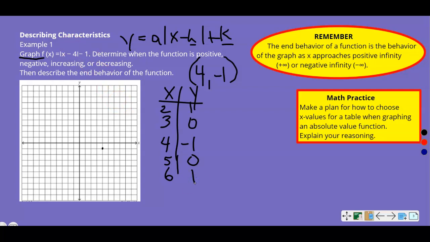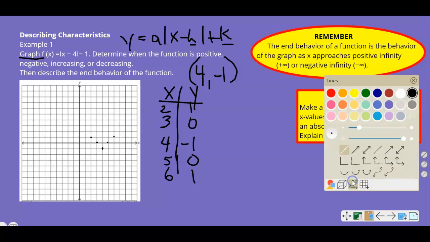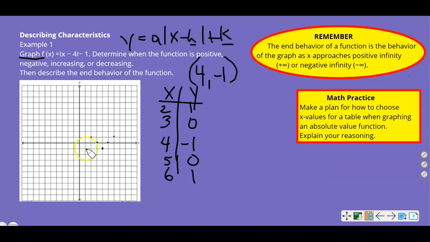Now we have 4 more points that we can use to graph. We're going to go over 2, up 1. We're going to come over 3 and put a point at (3, 0). And we're going to have a point at (5, 0), and another one at (6, 1). You can see from the points that this does create our V-shaped graph. I don't have a V on here, so I'm going to have to create a V with 2 lines.